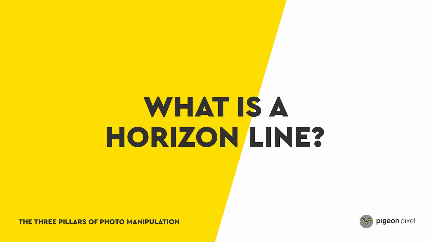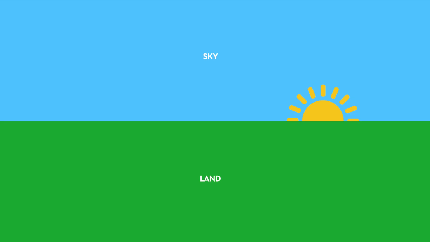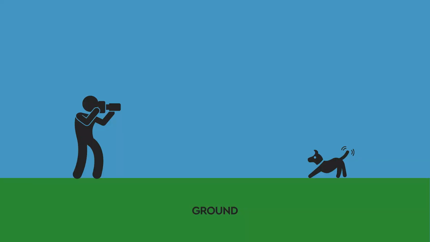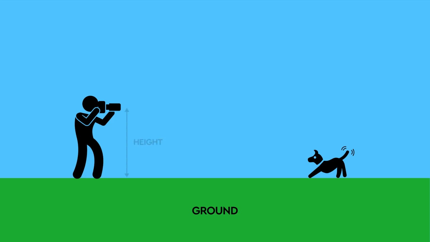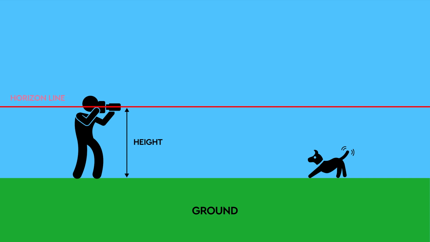So what is a horizon line? A horizon line is where the sky meets with a surface like land or water. In real life, this line sits at the height of the viewer's eye. In the case of photos, it sits at the height of the camera when pointing at an object. In this diagram, we can see the distance between the ground and the photographer's camera. That's where the horizon line is.